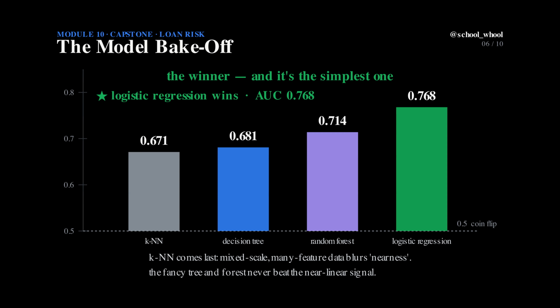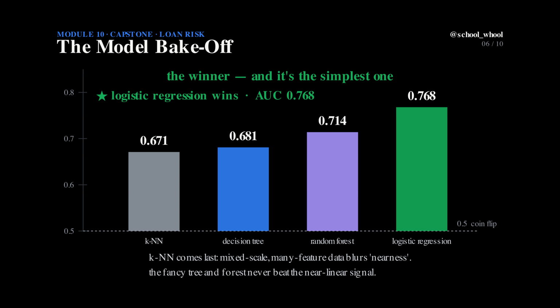That surprises a lot of beginners, who expect the fancy forest to win. But K-nearest neighbors actually comes last here, with many features on mixed scales. Its idea of nearby gets blurry, and the tree and forest never manage to beat the signal, because the pattern in this data is very nearly a straight line, which is exactly what logistic regression is built for.